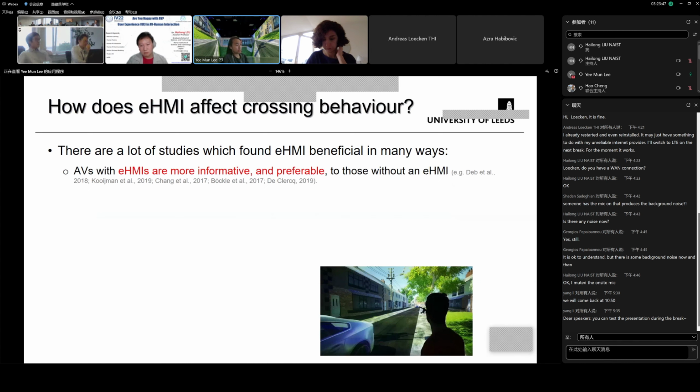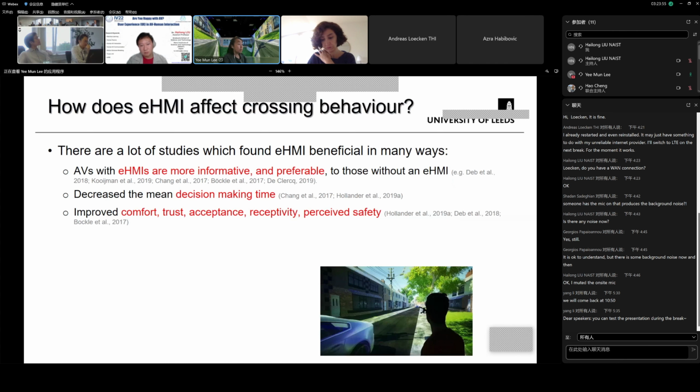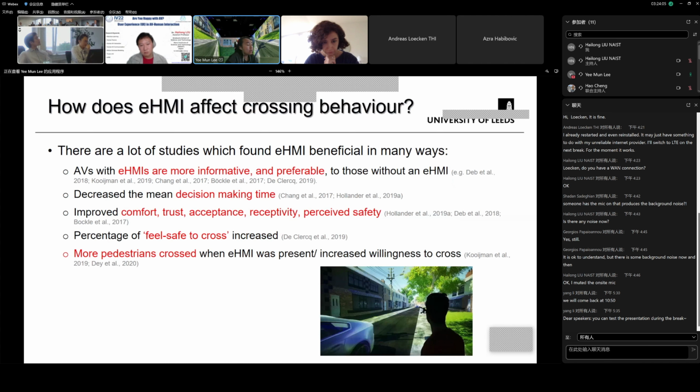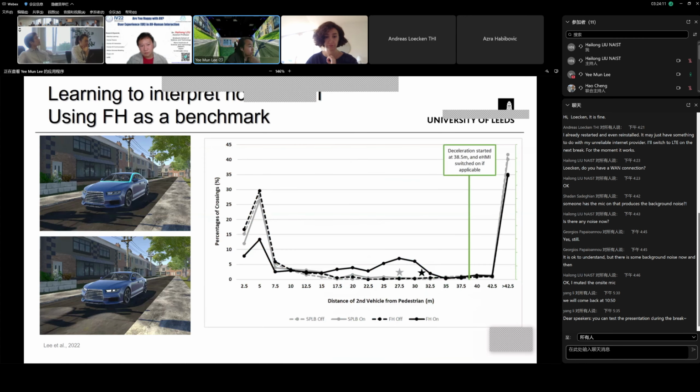Generally eHMIs are very informative and preferable. They make people cross quicker, so people hesitate less to cross. They improve the comfort, trust, acceptance, receptivity, and perceived safety. So it improves subjective feelings of crossing as well. And the percentage of people who feel safe to cross increased, more pedestrians crossed when an eHMI was present, and willingness to cross increased. But there are still lots of unanswered questions.